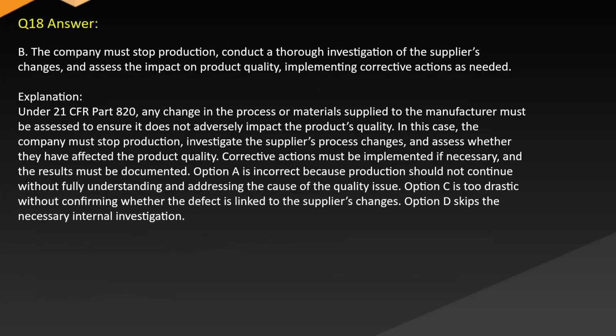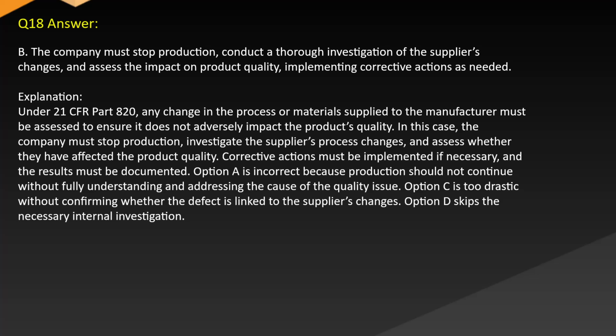Answer. B. The company must stop production, conduct a thorough investigation of the supplier's changes and assess the impact on product quality, implementing corrective actions as needed. Explanation. Under 21 CFR Part 820, any change in the process or materials supplied to the manufacturer must be assessed to ensure it does not adversely impact the product's quality.